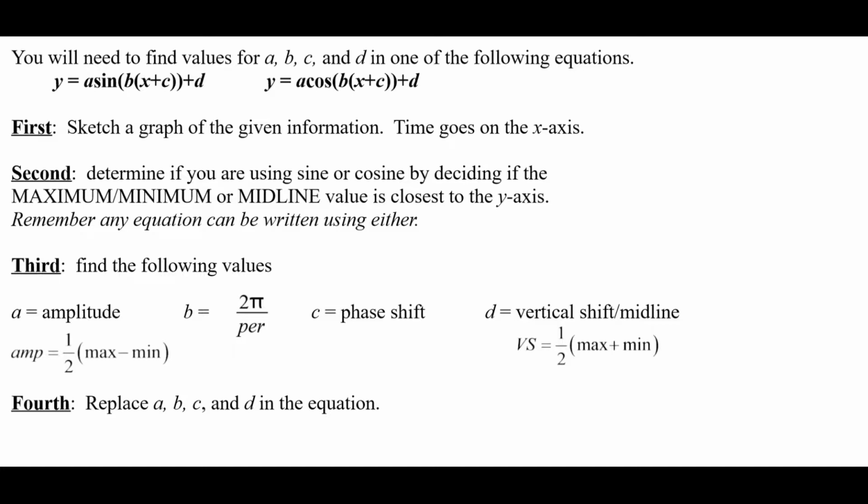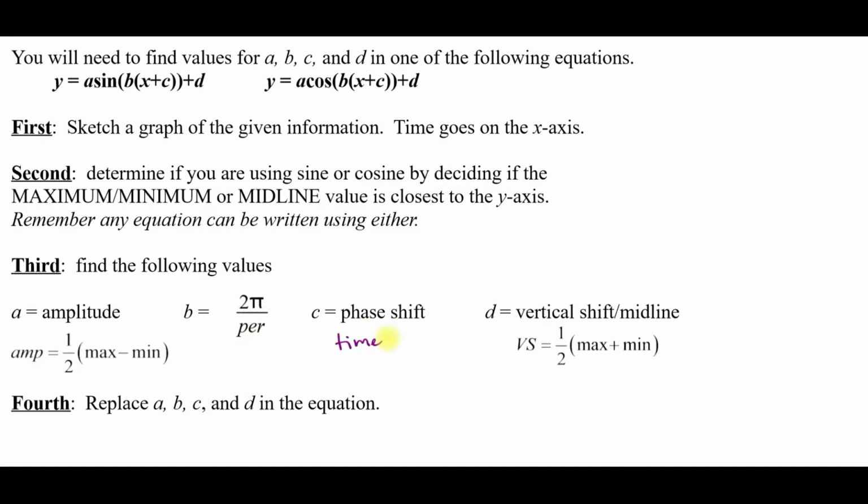All right, so remembering your general equation, A sine or cosine, B, remember B is your value that you're going to calculate from your period, and then you've got your phase shift inside your parentheses, and then D is your vertical shift. So remember, we want to find the amplitude, and amplitude is 1/2 maximum minus minimum. Once you determine your period from your graph or your information, you're going to calculate your B value, 2 pi divided by period. Remember, you could use 360 here, but usually we're going to work in radians.